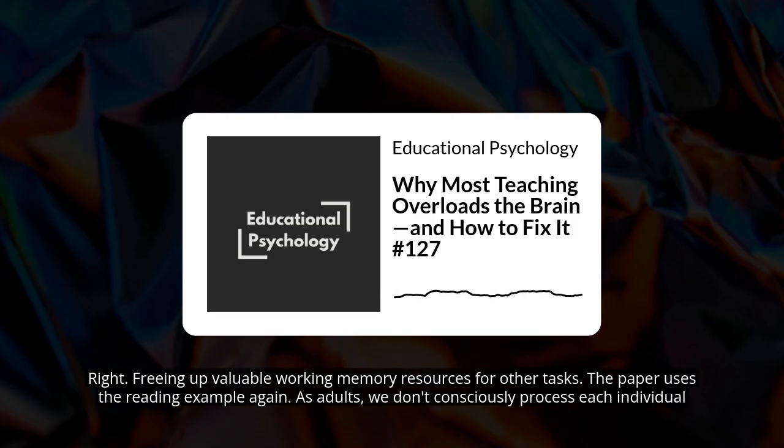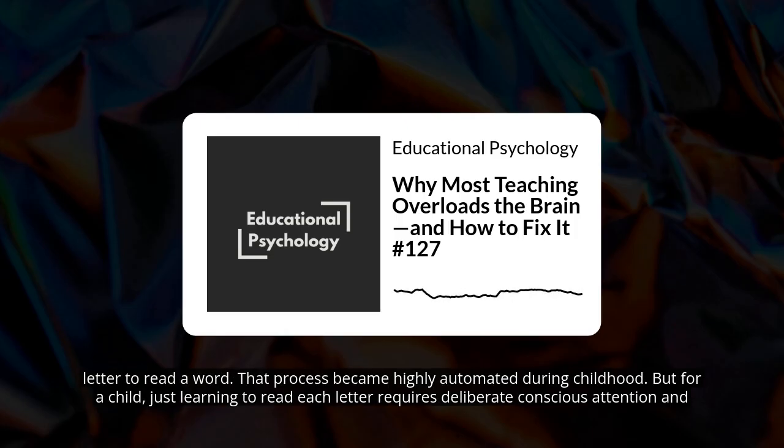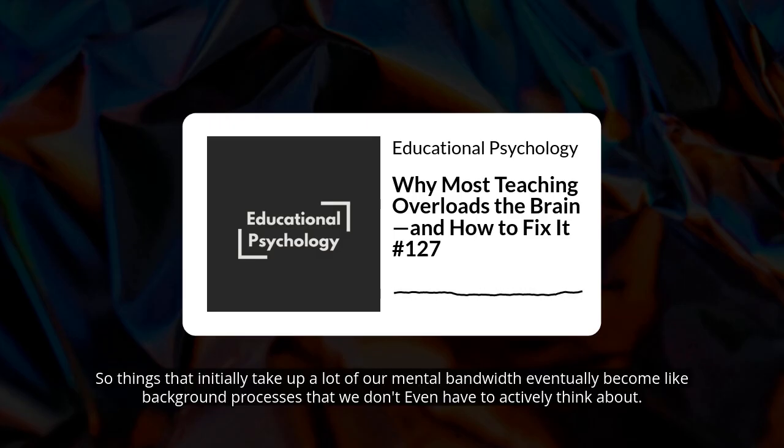Right, freeing up valuable working memory resources for other tasks. The paper uses the reading example again. As adults, we don't consciously process each individual letter to read a word. That process became highly automated during childhood. But for a child just learning to read, each letter requires deliberate conscious attention and effort. So things that initially take up a lot of our mental bandwidth eventually become like background processes that we don't even have to actively think about.